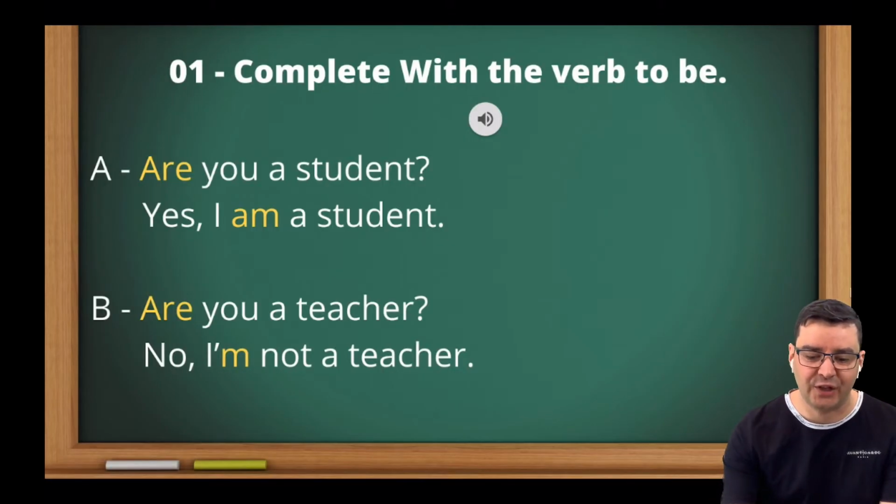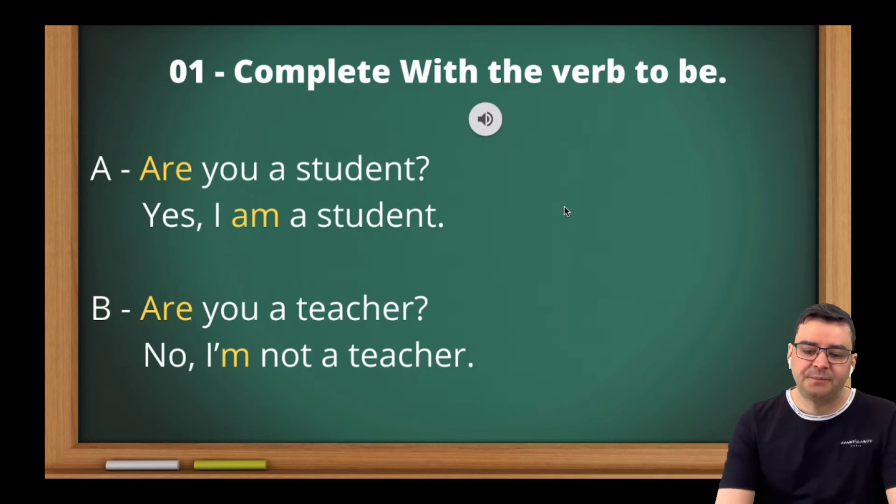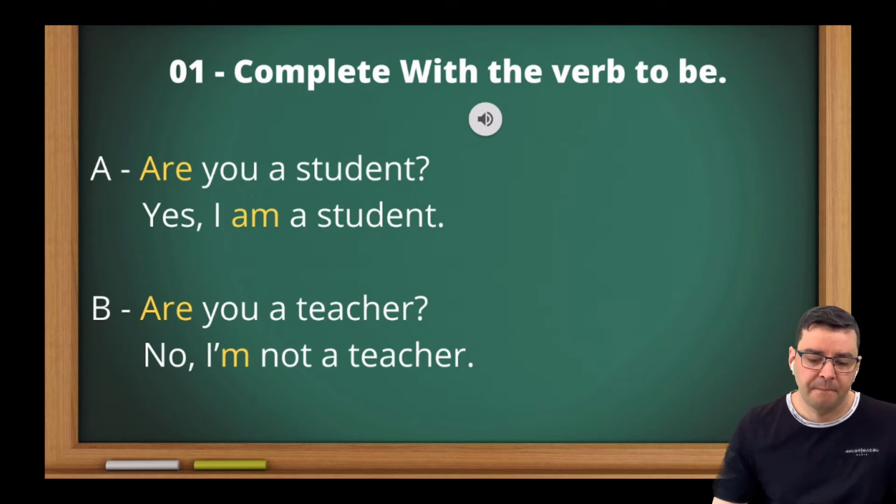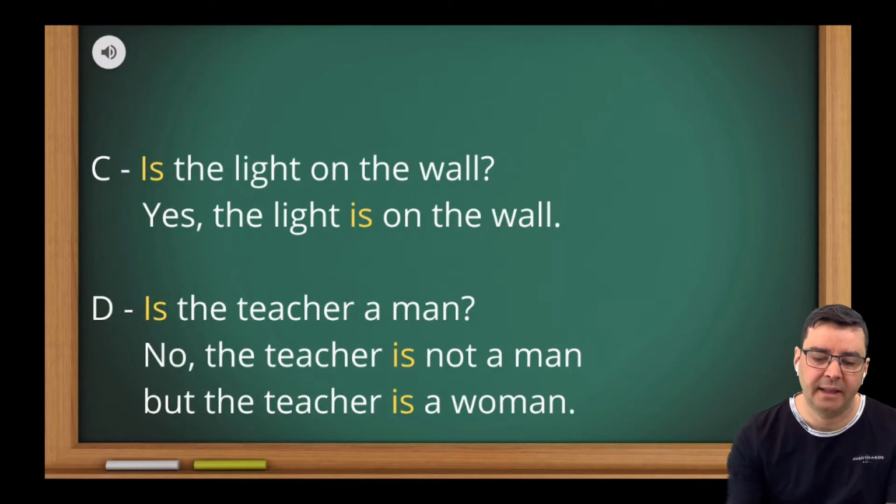Vamos ouvir o Wayne. 1. Complete with the verb to be. A. Are you a student? Yes, I am a student. B. Are you a teacher? No, I'm not a teacher.